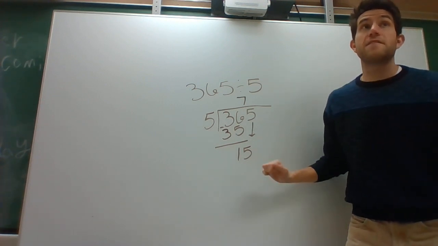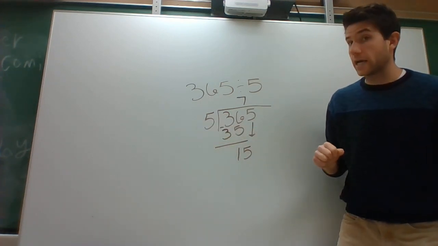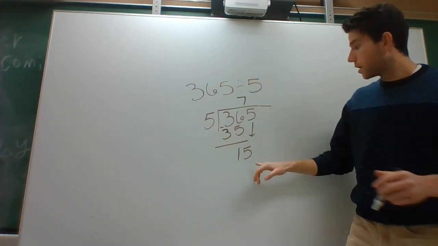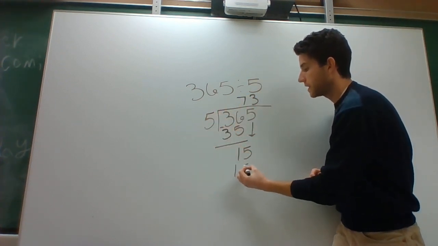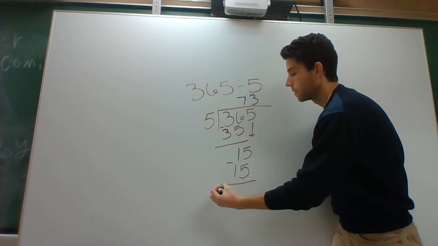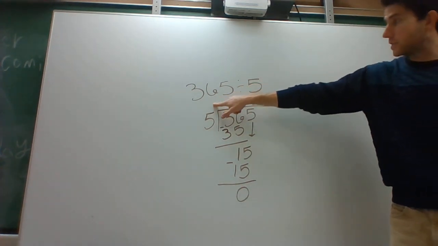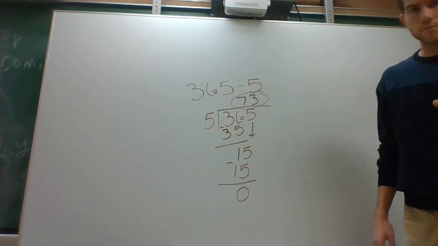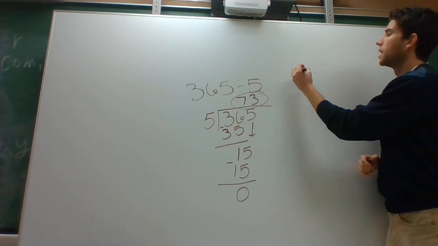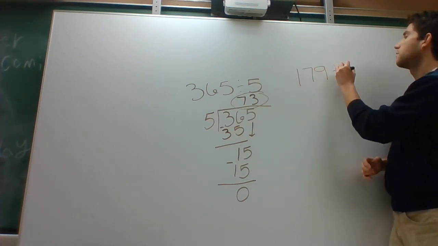Which means if I have 15 sandwiches, how many groups of 5 can I make, or how many sandwiches per each group? Oh, 3. So I put a 3. 3 times 5 is 15. I've got a remainder of 0, which is awesome, which means 365 divided by 5 is 73. Let's do one more. Let's do 179 divided by 4.